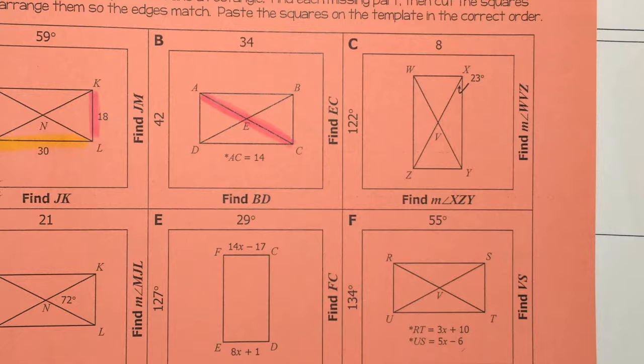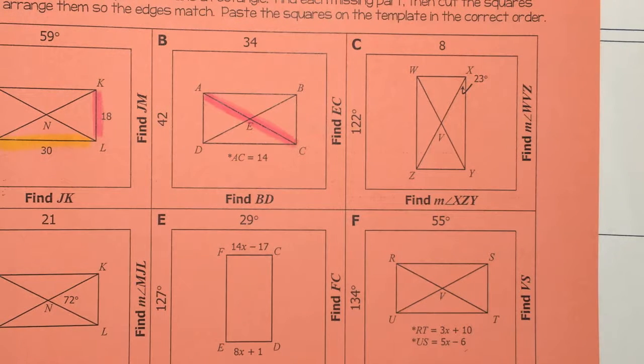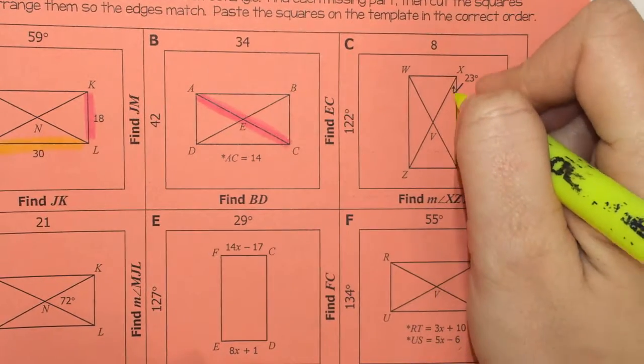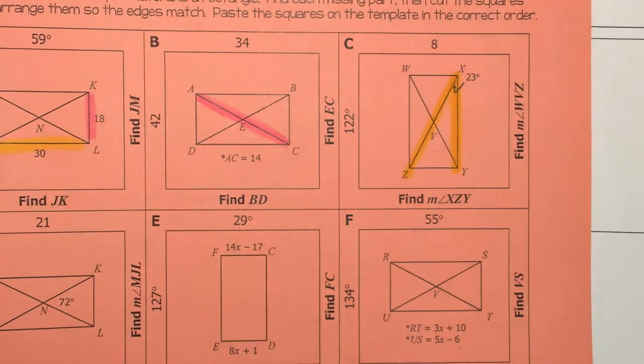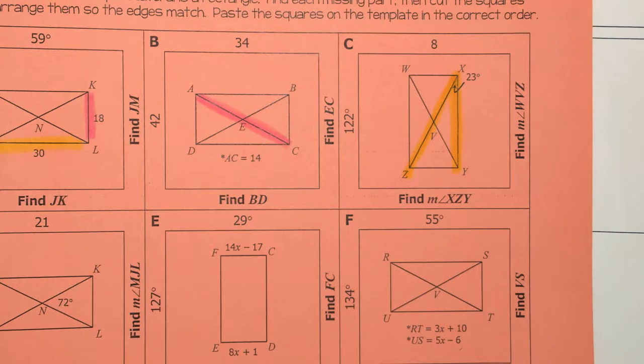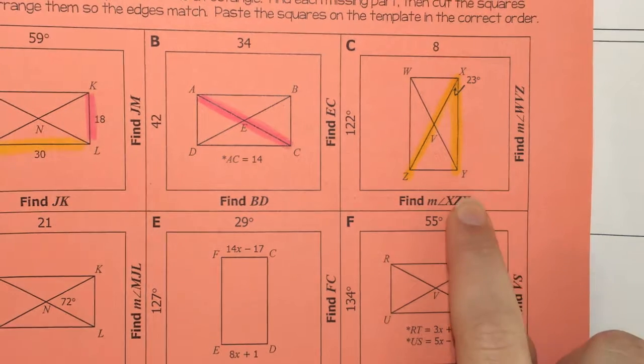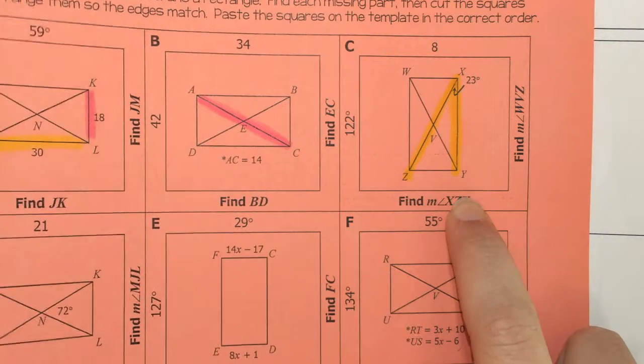This is a great problem. Isn't this like what we just did? Fantastic. So now, it asks us for X. It gives us this angle, right? And then it asks us for XZY. How do you think we would find that? Subtract 23 from 90. XZY, you would subtract 23 from 90.